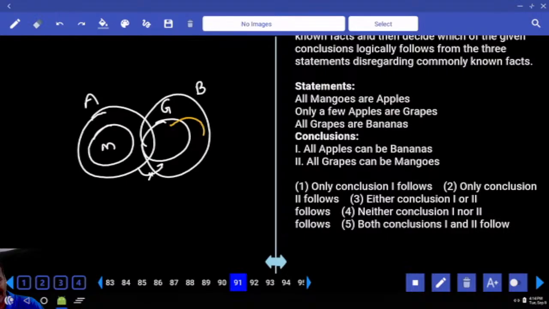How is it possible? Apple will be here. Entire apple cannot be part of grape. It cannot be part of grape. It is a part of banana. Clear? And it's possible or not possible? Possible. And the first one is possible.